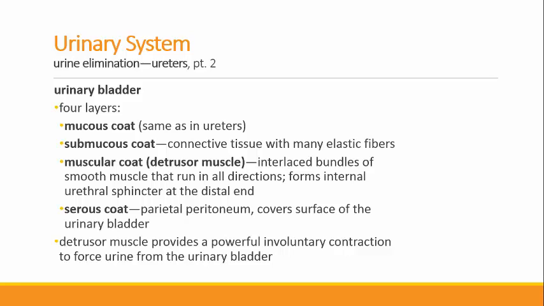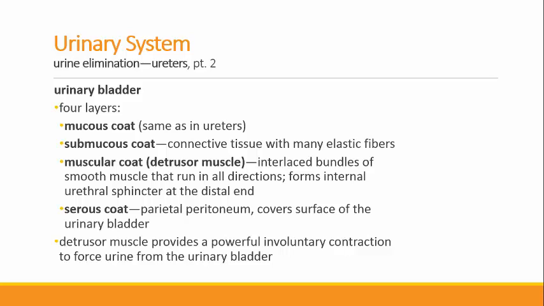And at the distal end of the urinary bladder, closest to the outflow, the smooth muscle layer forms the internal urethral sphincter. And you're going to see a lot of similar comparisons to the internal and external anal sphincter as associated with the internal and external urethral sphincter.